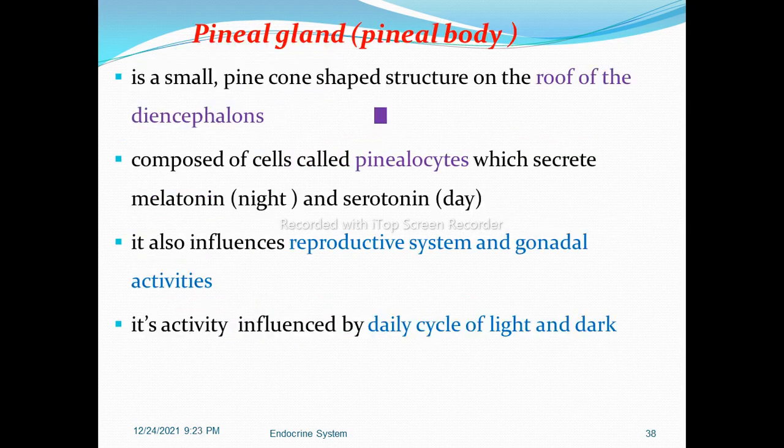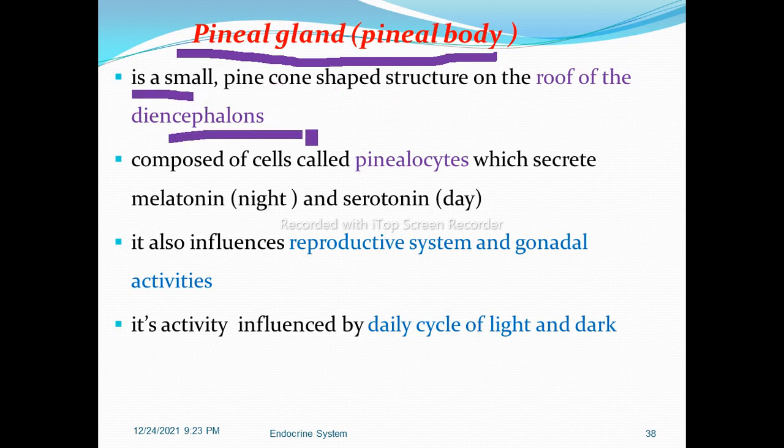Okay. So the other gland is known as the pineal gland, or the pineal body. This is a small pinecone-shaped structure on the roof of the encephalon. So the pineal gland is found on the roof of the encephalon, around the hypothalamus.